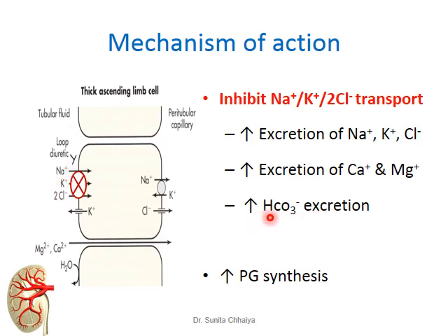It is said that furosemide also has the ability to increase elimination of bicarbonate ion, but the exact mechanism of how it inhibits bicarbonate ion reabsorption at the proximal tubular level is still not understood. An additional mechanism with furosemide is that it can increase prostaglandin synthesis. We know that the role of prostaglandin is to dilate afferent arterioles. If dilatation of arterioles is there, there is an increased renal blood flow.